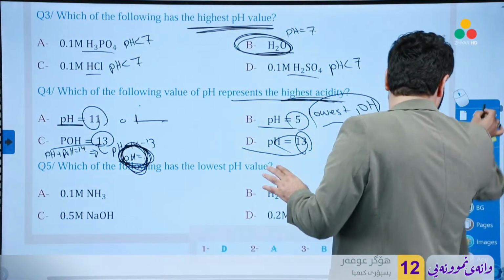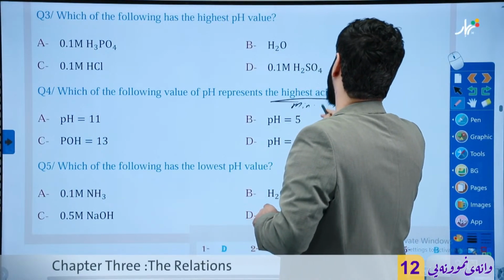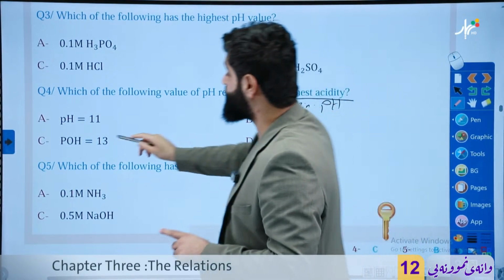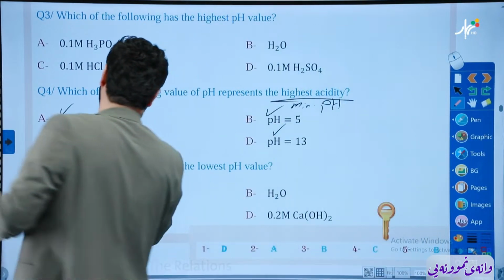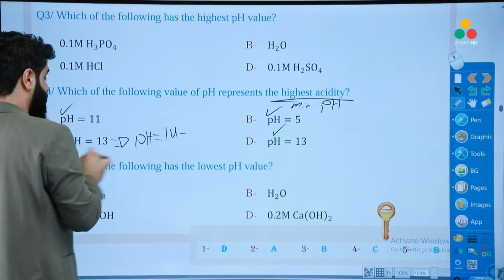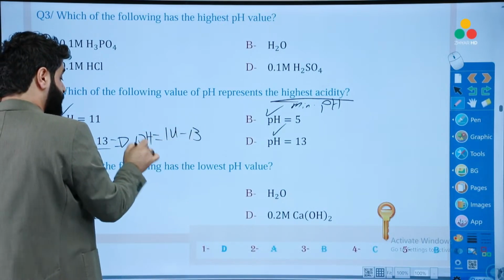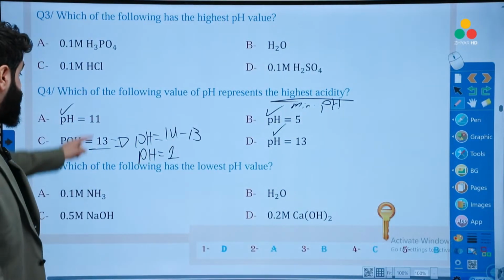I'll repeat this question from the first. Look, highest acidity means minimum pH. Okay, so all of them must be in pH. This is pH, pH, pH, pOH. No, turn this into pH, then solve the question. pH equals 14 minus 13. pH is 1. So highest acidity means minimum pH.